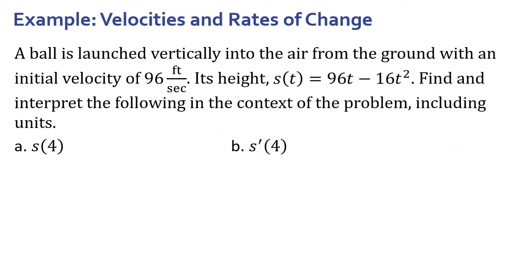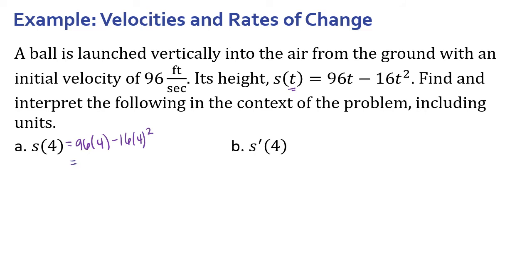Let's look at one last example. A ball is launched vertically into the air from the ground with an initial velocity of 96 feet per second. Its height, s of t, equals 96t minus 16t squared. Find and interpret the following in the context of the problem, including units. So to find s of 4, that just means to go into this position formula, or displacement formula if you want to call it that, and anywhere you see a t, we're going to replace it with a 4.